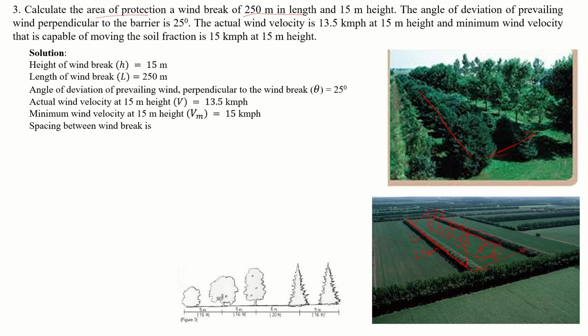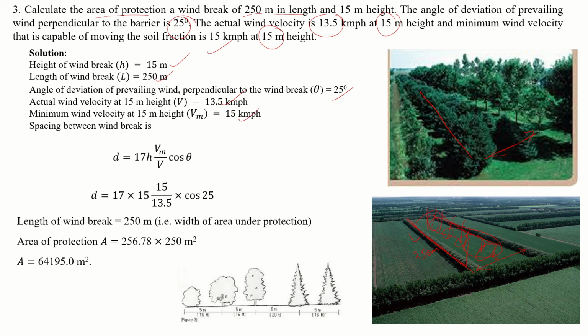Here the angle is 25 degrees and the actual wind velocity is 30.5 km per hour. The shelter belt wind break height is 15 meter, the length of the wind break is 250 meters, and theta is 25 degrees. The actual wind velocity is 13.5 km per hour and the minimum wind velocity is 15 km per hour. You know the formula for the spacing or distance of protection, so substitute all the values and you get the distance, which is nothing but your spacing.